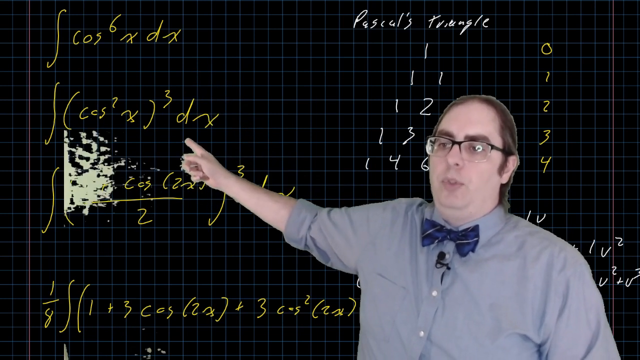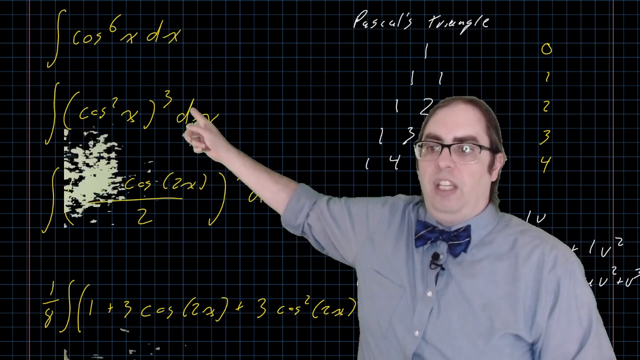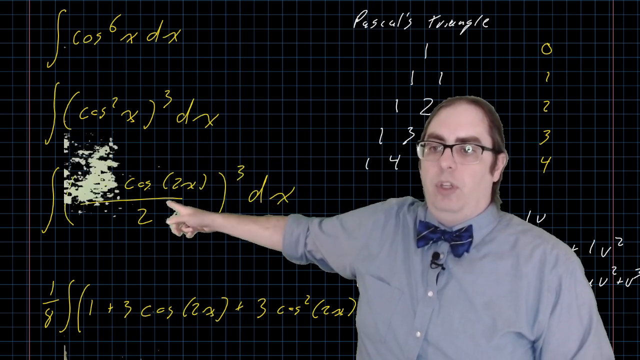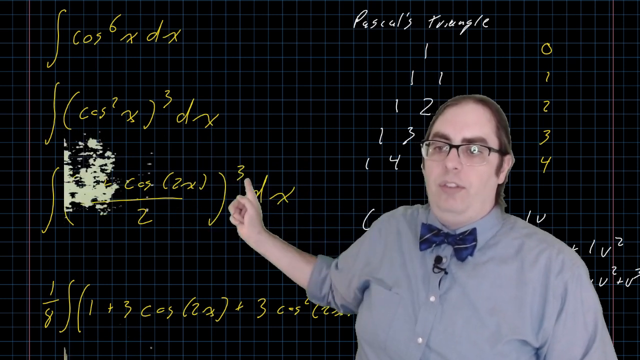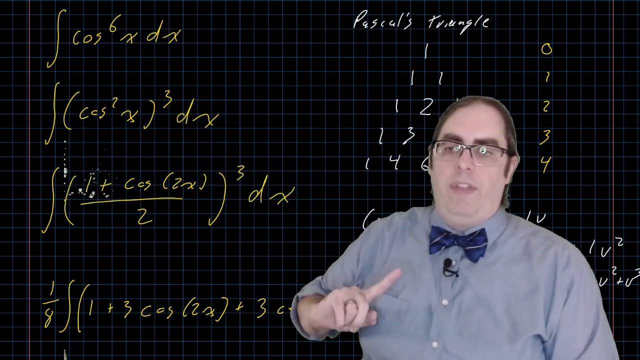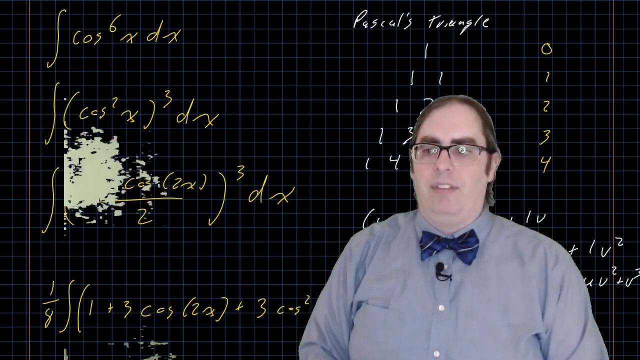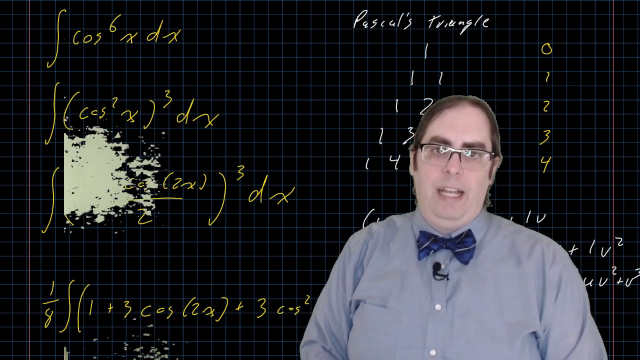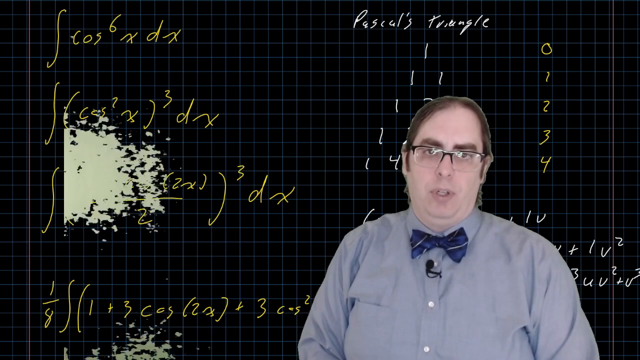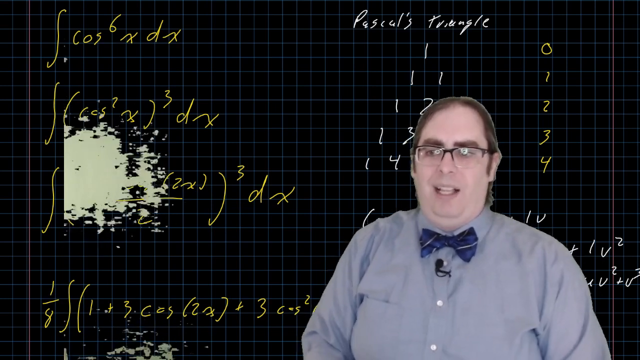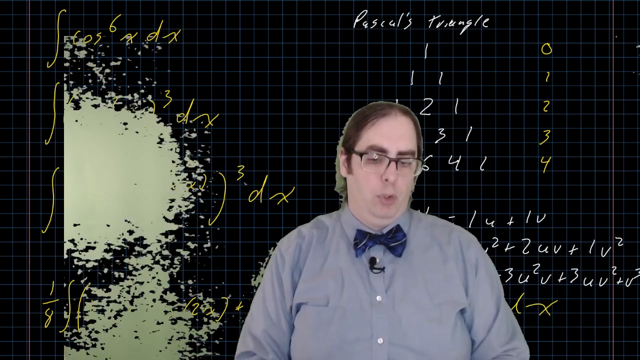Then you would do the same trick, and it would be cosine squared to the 6th. So it would be 1 plus cosine of 2x all over 2 raised to the 6th power, and you'd have to multiply all that out. A trick like Pascal's triangle saves you a lot of time and effort and can really make that process worthwhile, a little bit more straightforward, a little bit more doable.